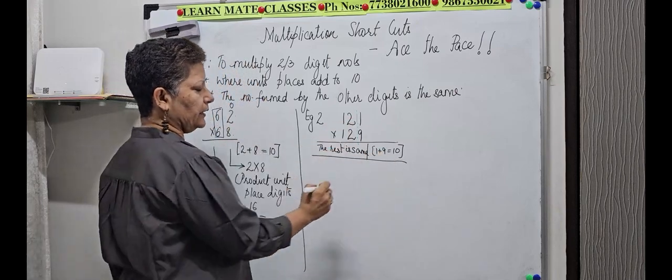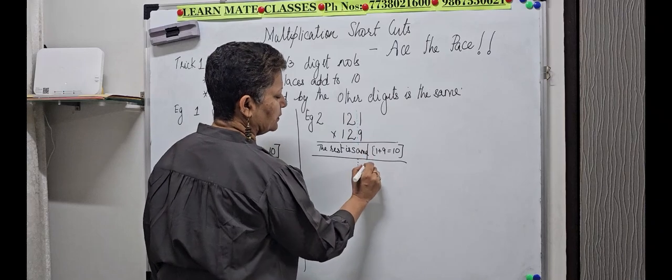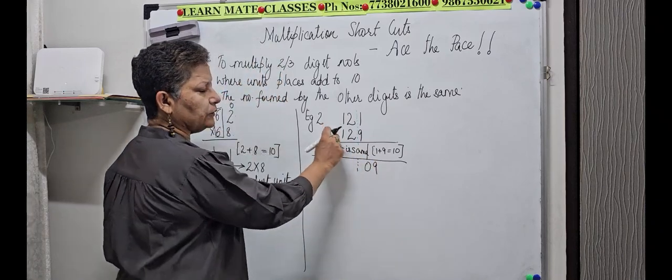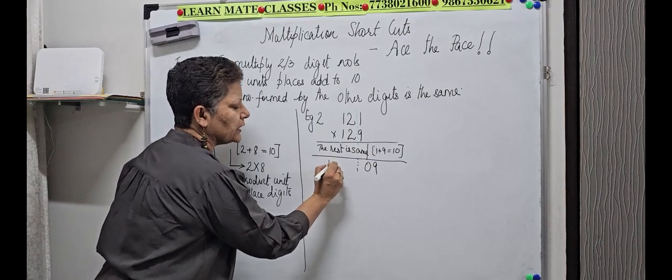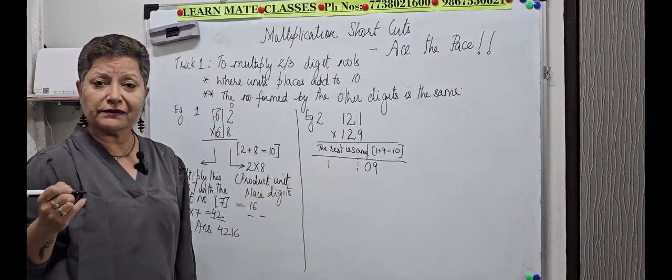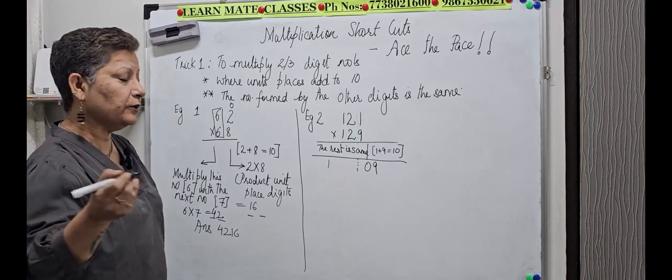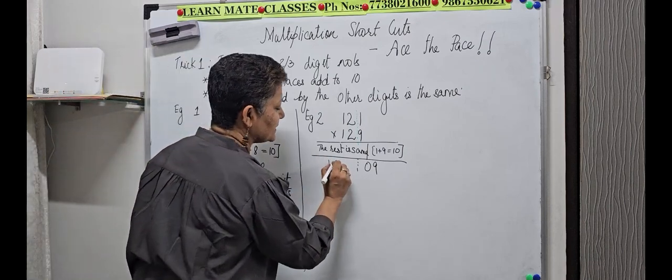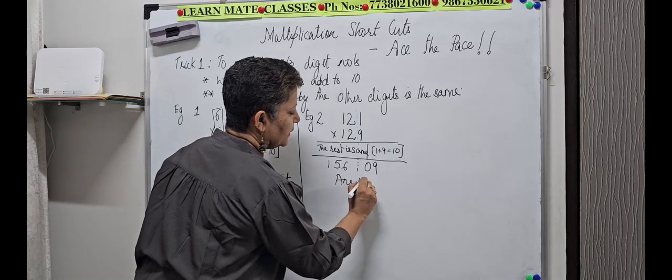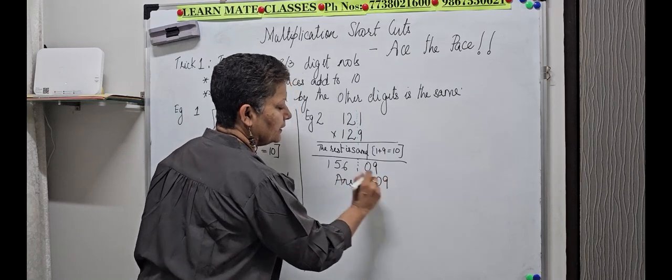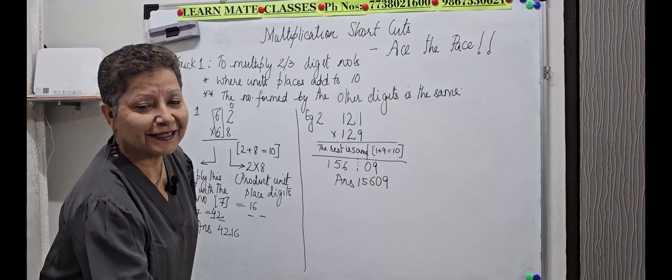I just need to do nothing. 1 into 9, I write it as 09. 12 into the next digit. 12 into the next digit is 12 into 13, which is nothing but 12 12s are 144 and another 12 added, so it becomes 156. So your answer is 15609. It was as simple as that.